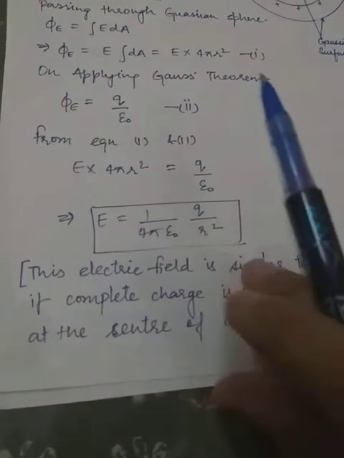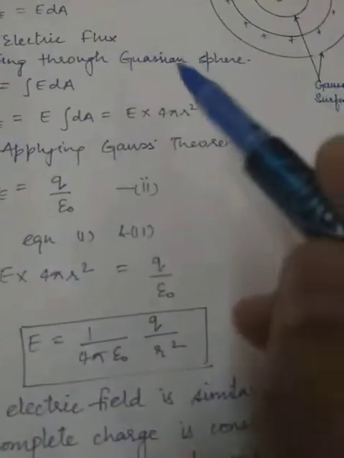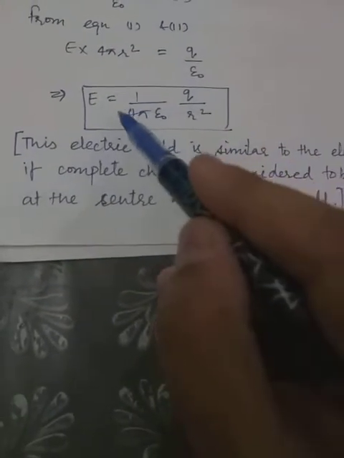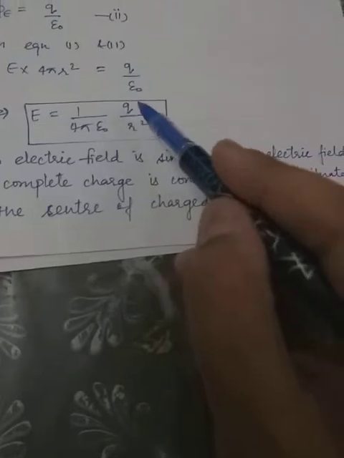On comparing equation 1st and 2nd, we can write E into 4 pi r square is equal to Q upon epsilon naught. So E will be equal to 1 upon 4 pi epsilon naught Q upon r square. So this formula is actually the same as the formula of intensity of electric field at point P if the complete charge of the spherical shell is considered situated at its center. So this is the external point.